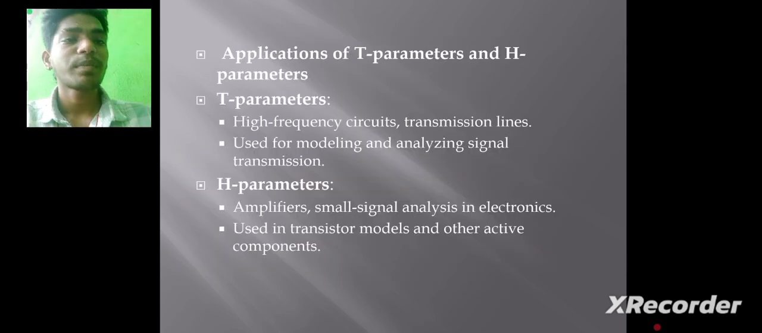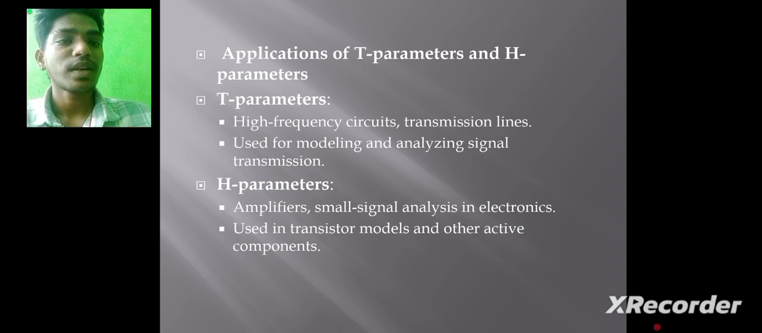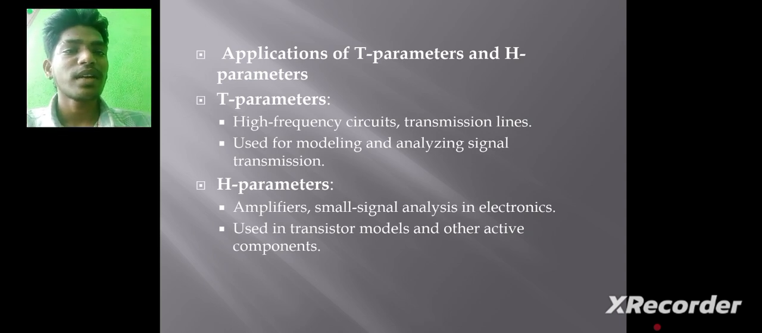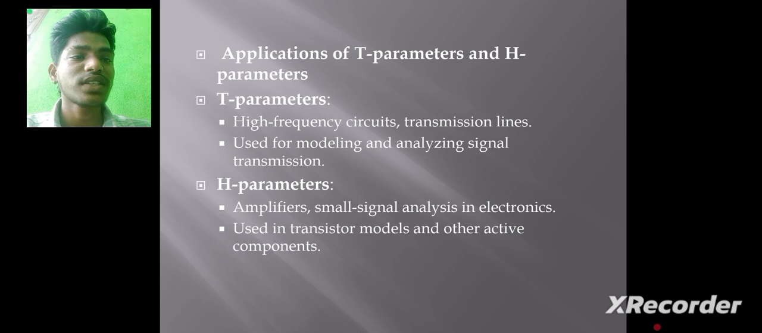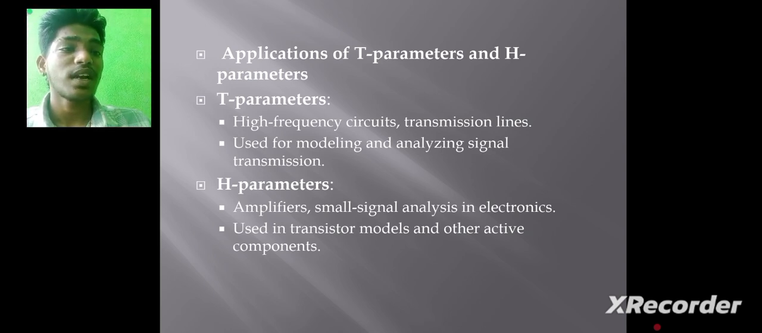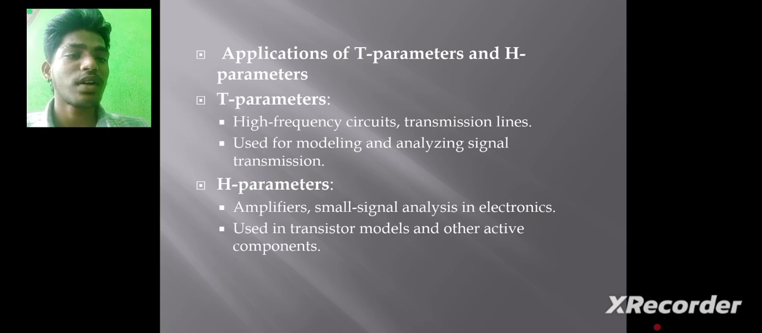Now we can see the applications of T parameters and H parameters. T parameters are used in high frequency circuits and transmission lines, and for modeling and analyzing signal transmission. H parameters are used in amplifiers, small signal analysis in electronics, transistor models and other active components.